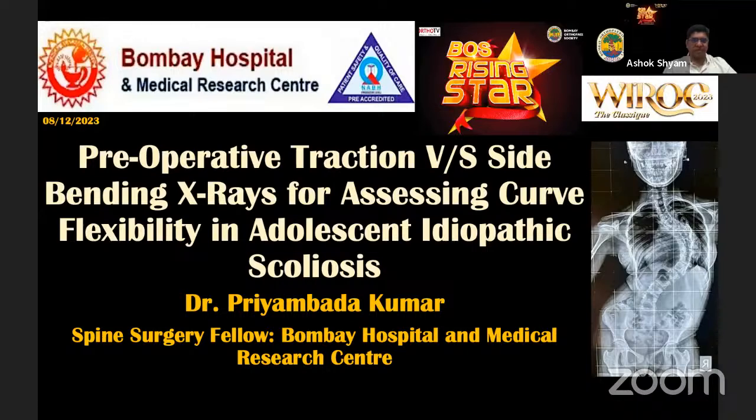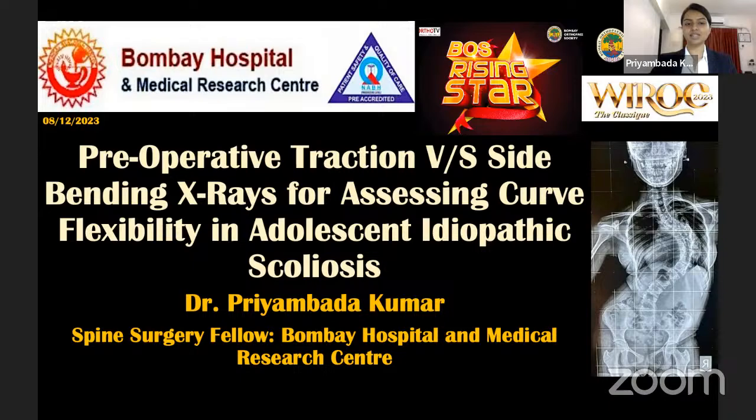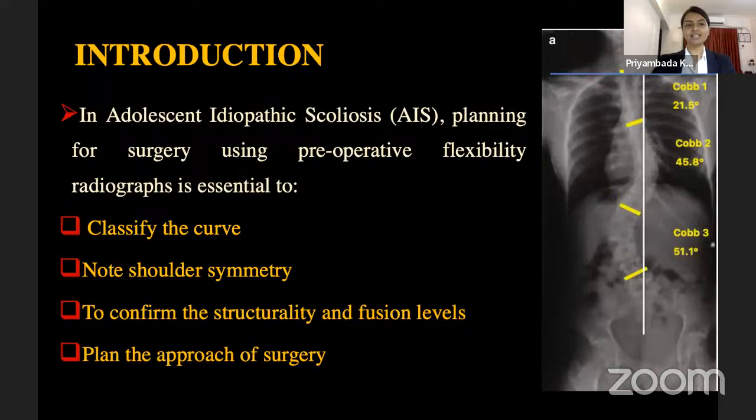Go ahead. Good evening, respected judges, teachers, and dear colleagues. I'll be presenting on pre-operative traction versus side bending X-rays for assessing the curve flexibility in adolescent idiopathic scoliosis. Now, in AIS, planning for the surgery using pre-operative flexible radiographs is essential to classify the curve, note the shoulder symmetry, to confirm the structurality and fusion levels, and subsequently plan the approach of surgery.